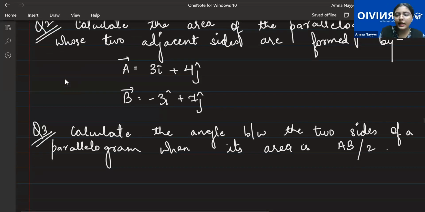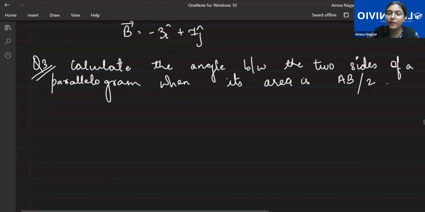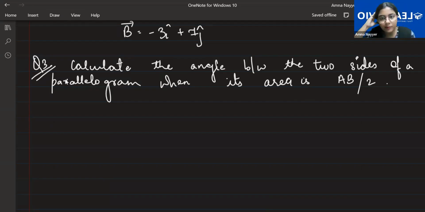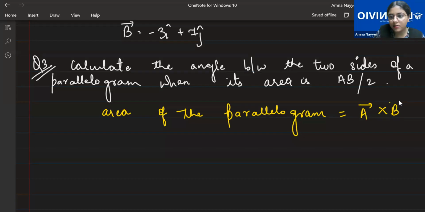You have to find out the angle between two vectors, basically the sides of the parallelogram, when the area is given as AB by 2. So we know when do we have the area? It's A cross B's magnitude. Basically, area of the parallelogram is A vector cross B vector and its magnitude.